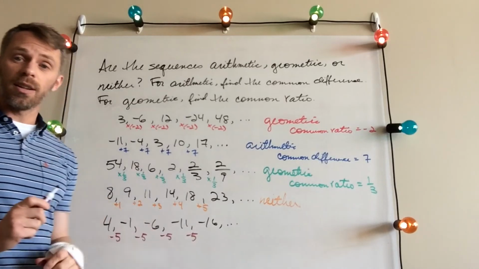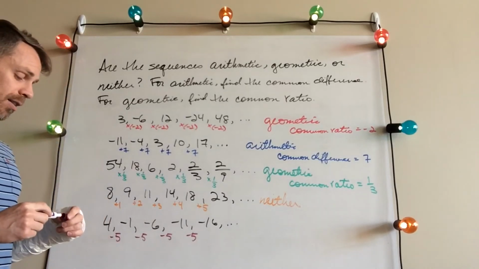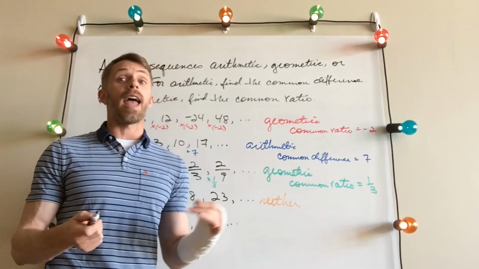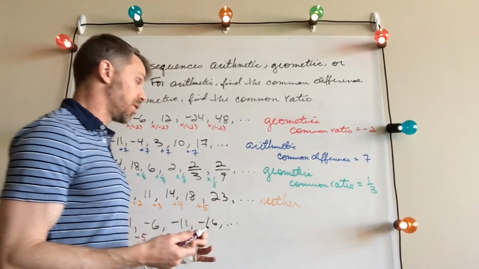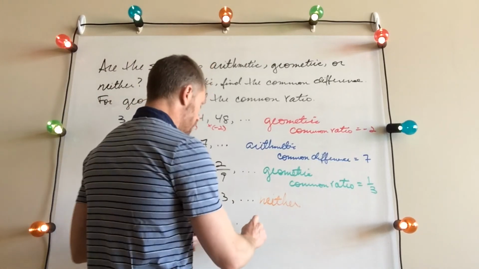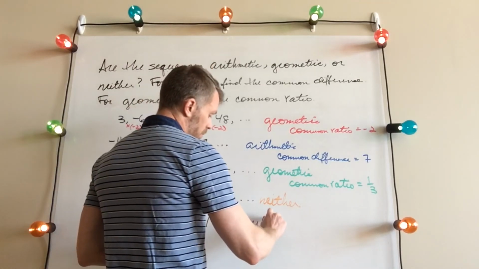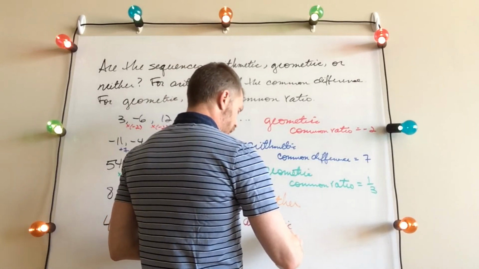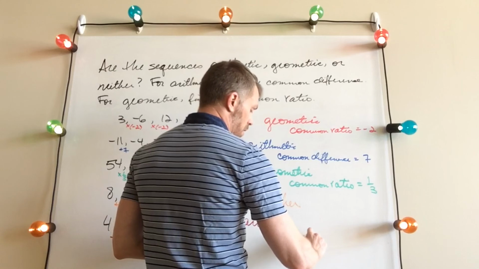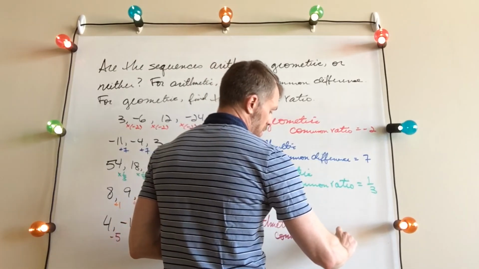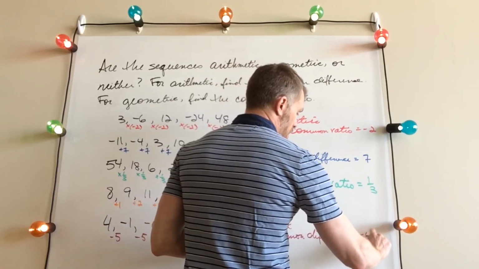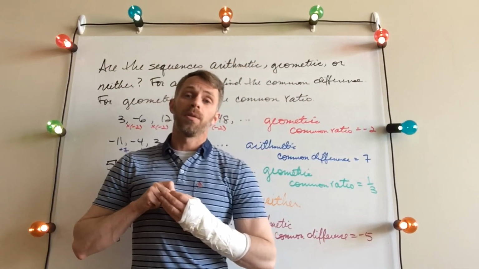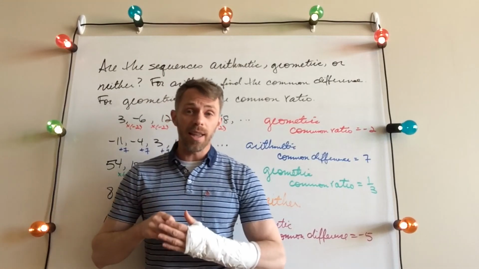So it is a common difference. You can talk about it as subtracting 5 or adding a negative. All right, so that still does fit our definition of arithmetic, and our common difference is -5. All right, so that is it for today.